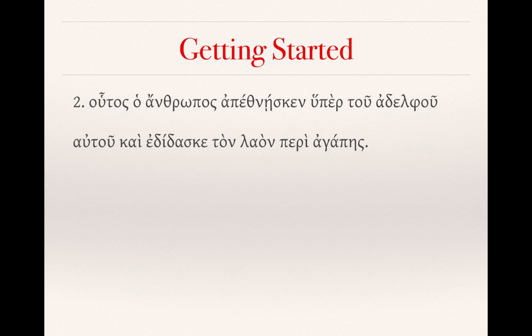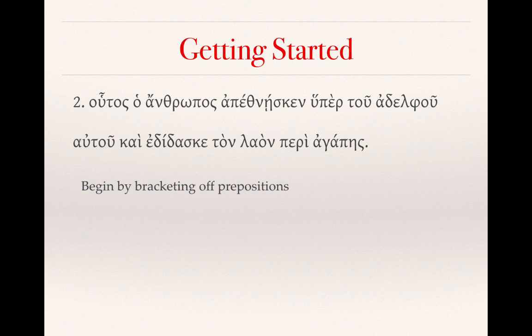All right, let's get started with one of the practice and review exercises. This is number 2 from the practice and review exercises for lesson 10, and I chose this one because it's got a little more meat on it, and it'll be a good first example. So, houtos ho anthropos apethnesken huper tou adelphou autou, kai edidasken ton laon peri agapes.